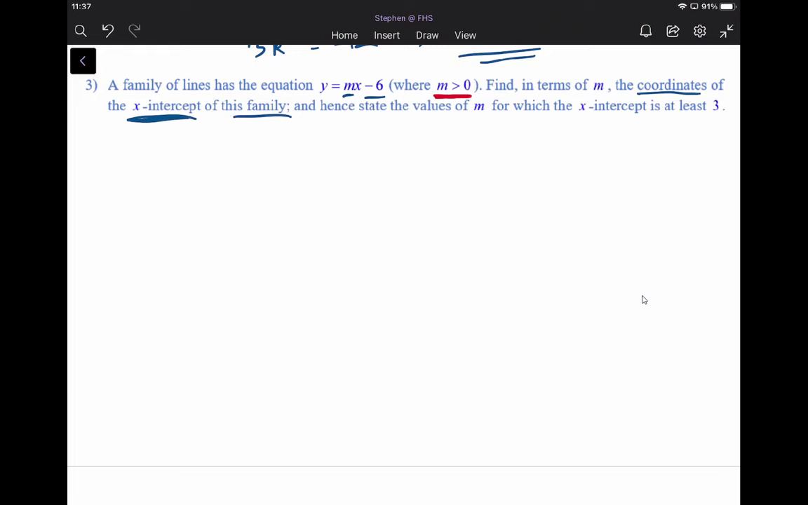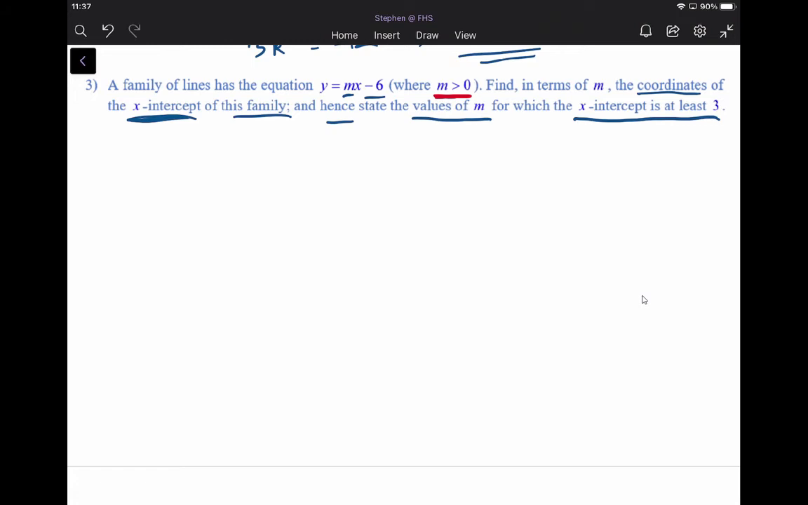It says, hence, state the values of m for which the x-intercept is at least 3. So what this is saying really is we've got a whole bunch of lines and we want the x-intercept to be more than 3. Okay, so let's have a look at what this deals with.